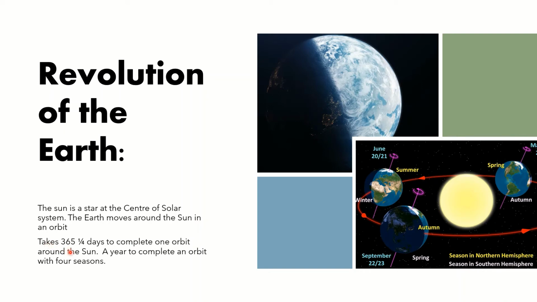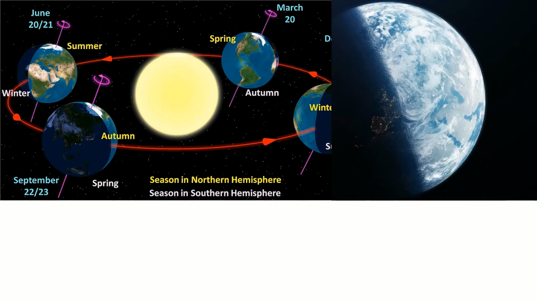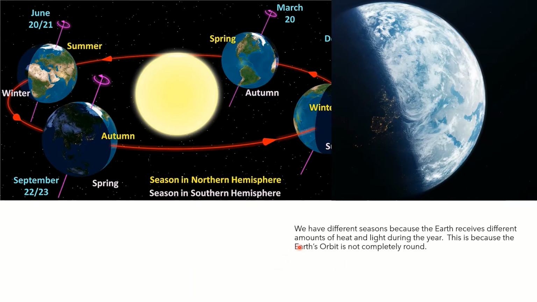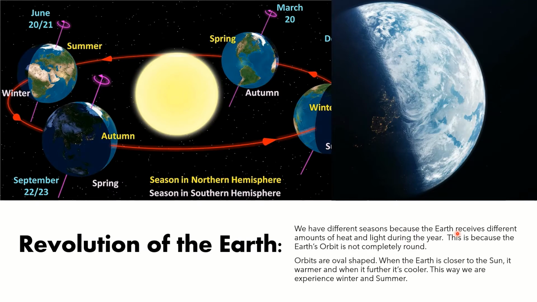And it takes about 365 and a quarter days to complete one orbit around the Sun. A year to complete an orbit has 4 seasons. We have different seasons because the Earth receives different amounts of heat and light during the year. This is because the Earth's orbit is not completely round. The orbit is oval shaped, as you can see.